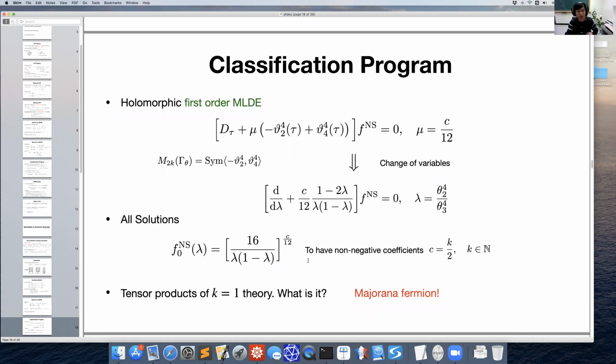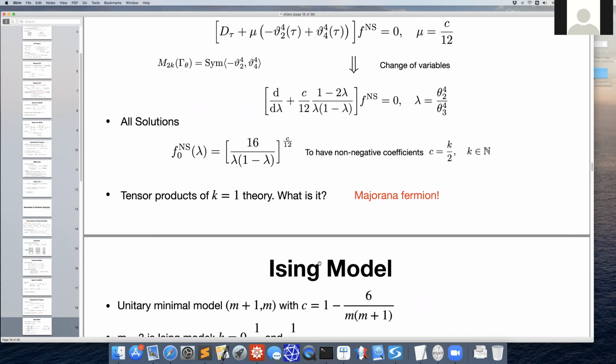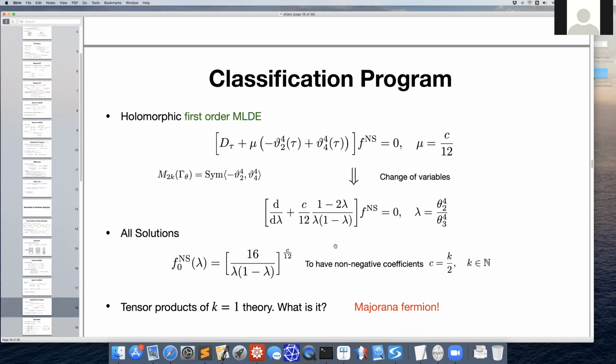Okay, and at this point, let me talk about some connection to bosonic theories. Sorry, Majorana fermion is just free fermion? Yeah, Majorana free fermion. Yes. Okay. Yes. Thanks.